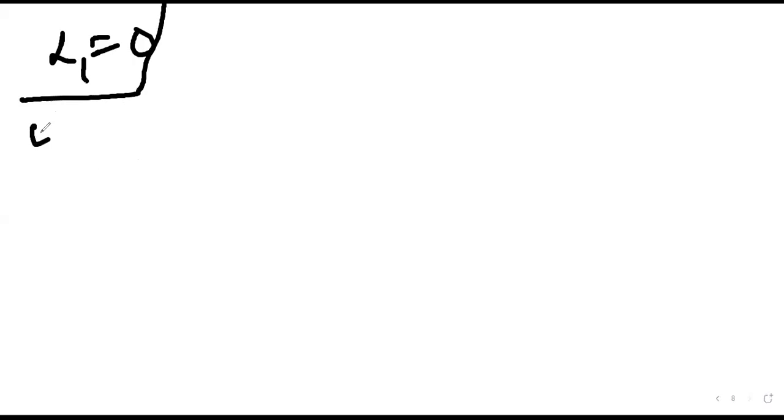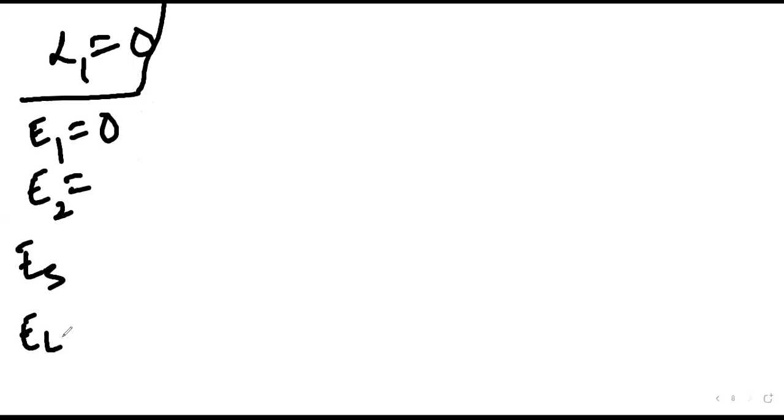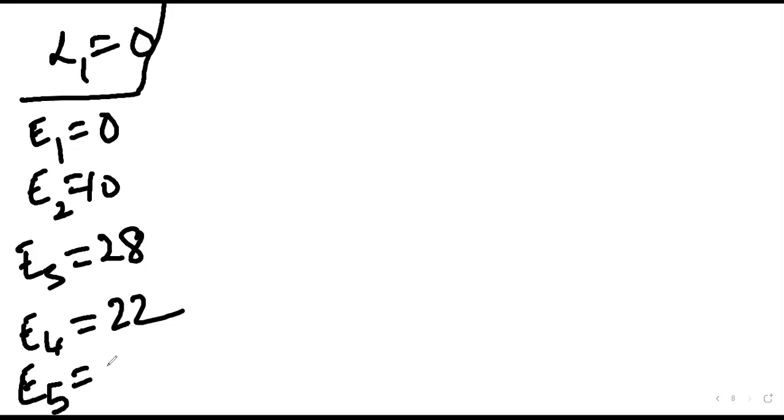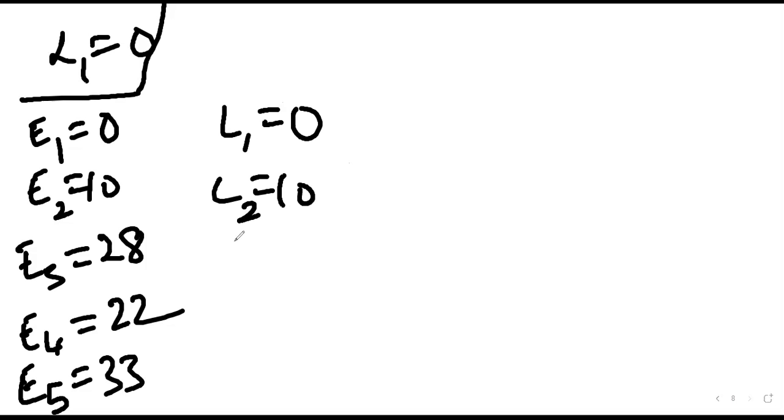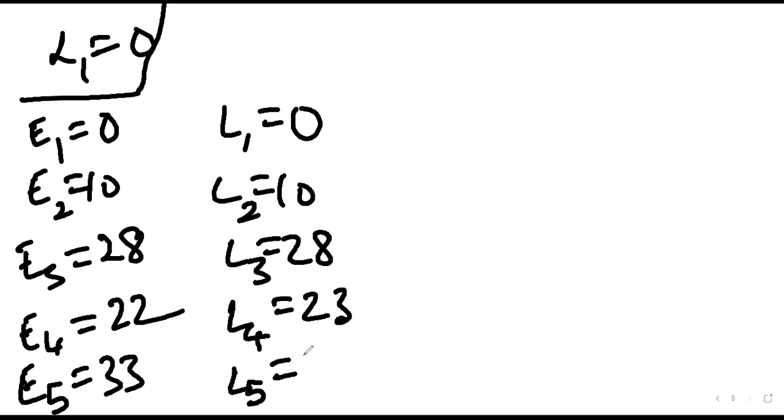So what was E1? 0. Okay, E2, 10. E3, 28. 22, 33. L1, 0. 10, 20, 28. L3 is 28, okay. L4, 23. L5, 33. Okay.